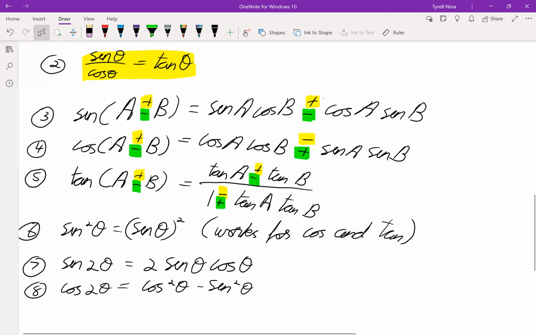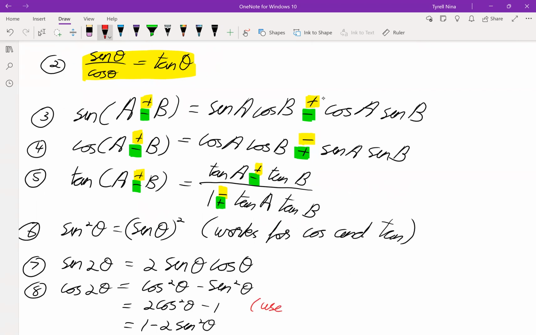Now this is also equal to 2 cos squared theta minus 1 or 1 minus 2 sine squared theta. How I got that? Just use sine squared theta equals 1 minus cos squared theta, and cos squared theta equals 1 minus sine squared theta.